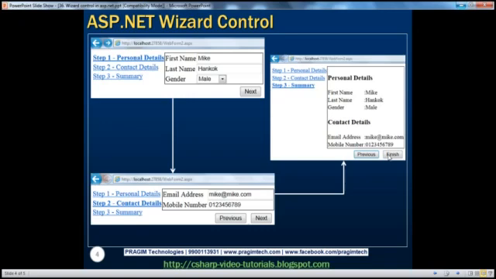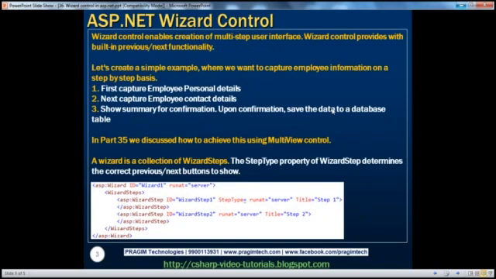If you remember, in part 35 of this video series, we achieved this exact same thing using a multi-view control. Now the difference between a multi-view control and a wizard control is that the multi-view control is a collection of multiple view controls, whereas a wizard control is a collection of multiple wizard steps, as you can see here.